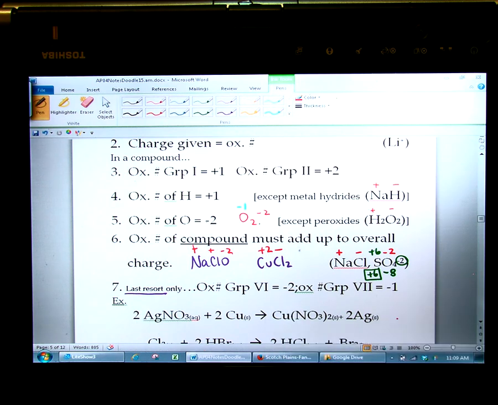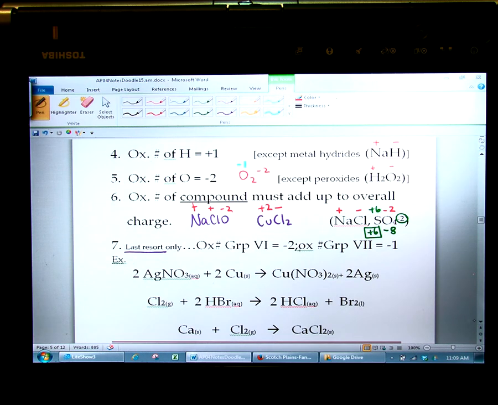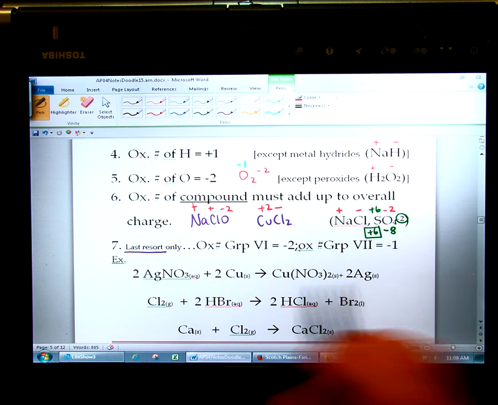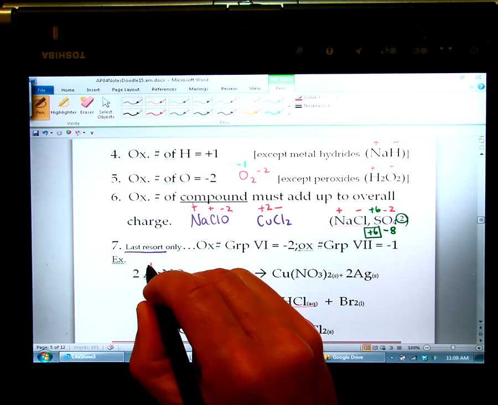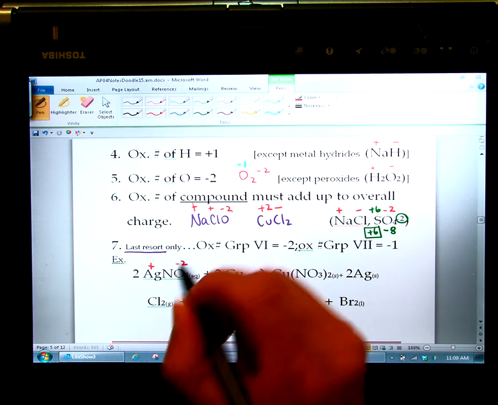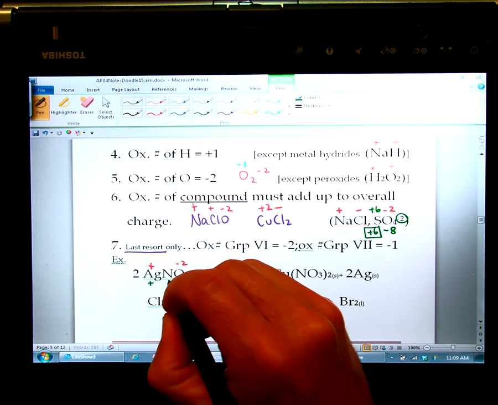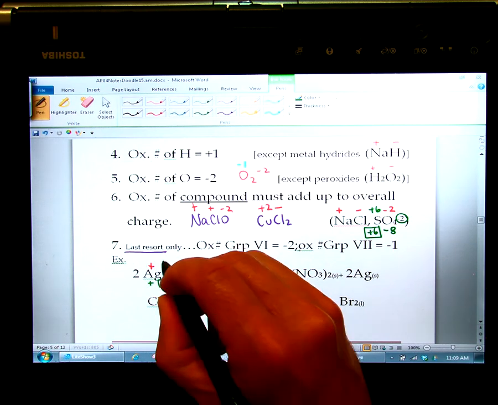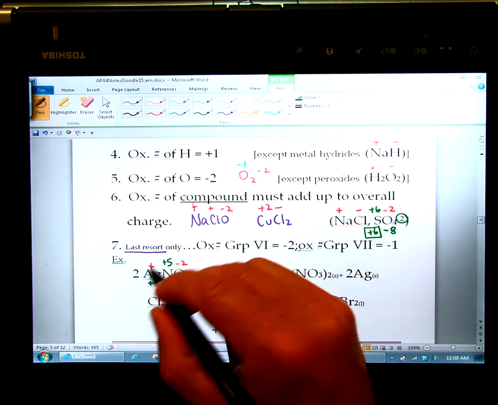Now let's use our rules to assign oxidation numbers to these last 3 equations on your paper. We're going to start with silver nitrate. Now you know silver already is +1 because of the 2, 2, 1 on the periodic table. You know oxygen is -2 from the rules. So this sum is going to be -6 and +1. Something has to add up with that. It must be a +5. So nitrogen is +5.